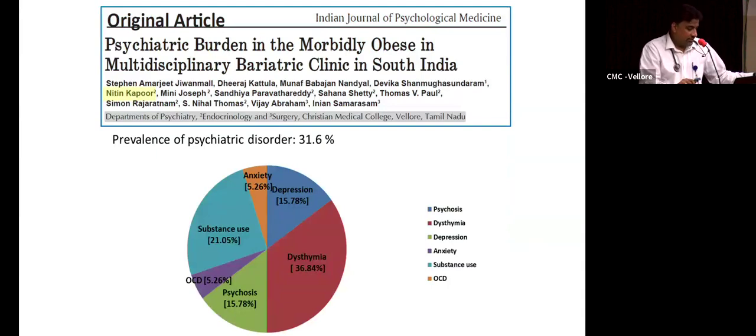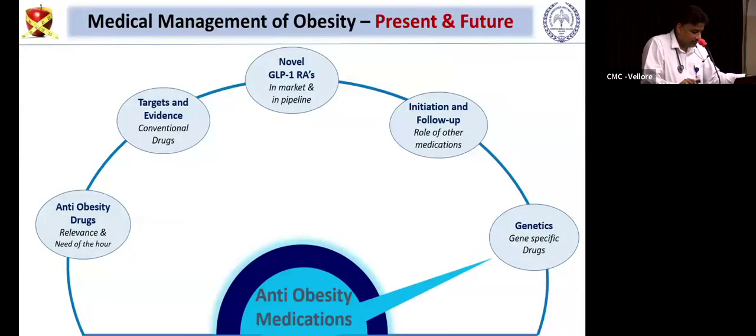Again, this is data from our clinic, which shows about 30% of people who have severe obesity have an underlying psychological problem. So the message here is not only to think of anti-obesity medicines, lifestyle is first, but also look at the other medicines and try and give whatever is either weight neutral or weight losing in terms of the other medicines. Before I close, also talking about the newer aspect of genetics that is there.